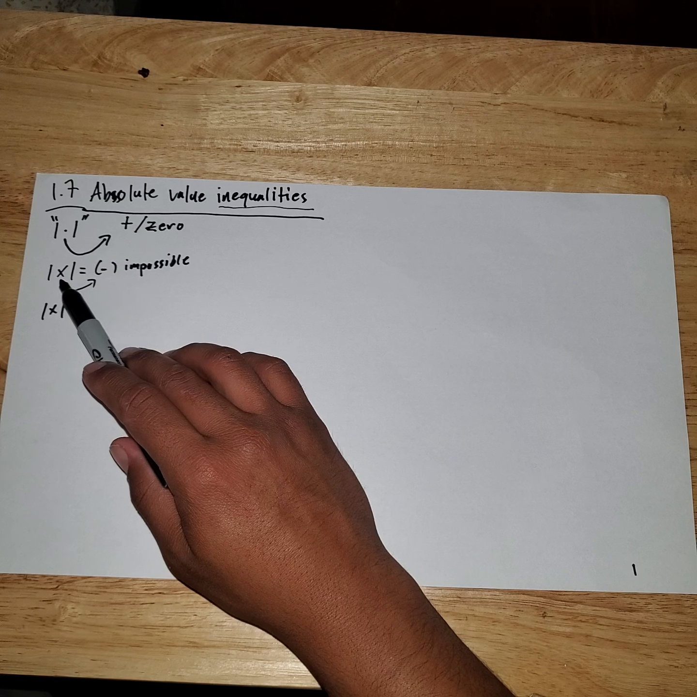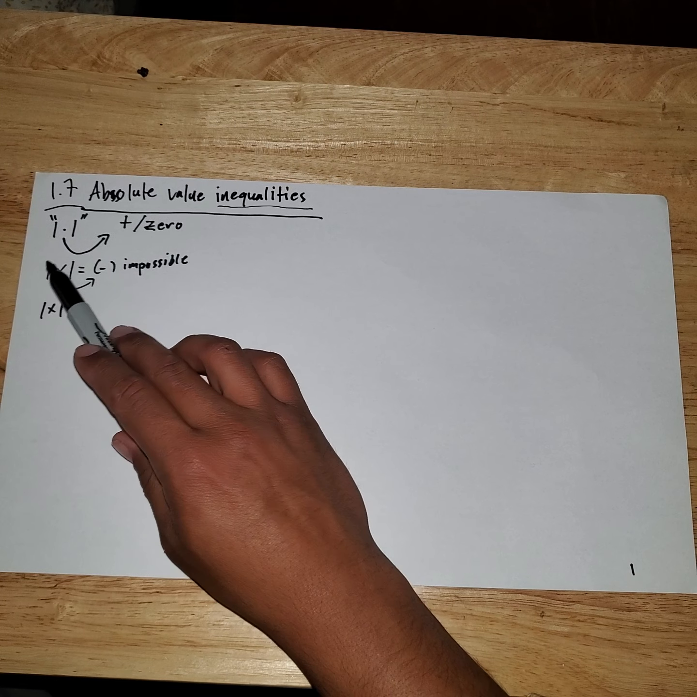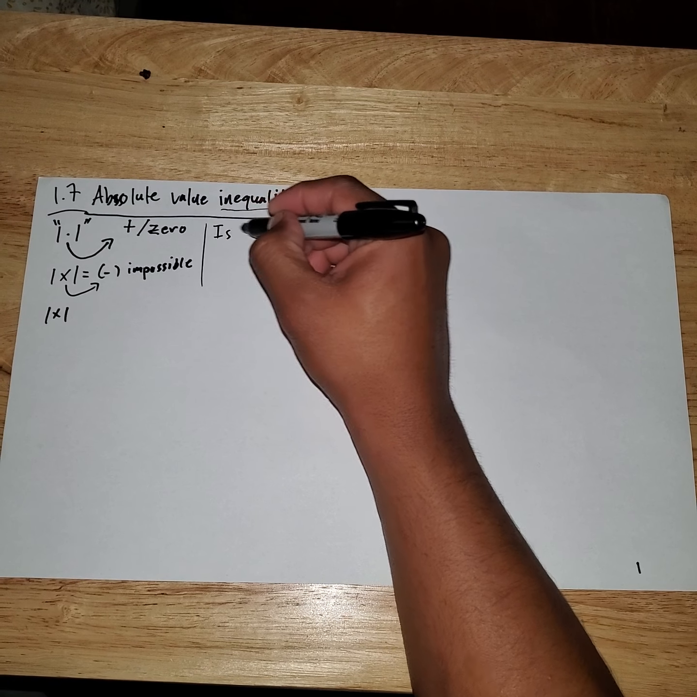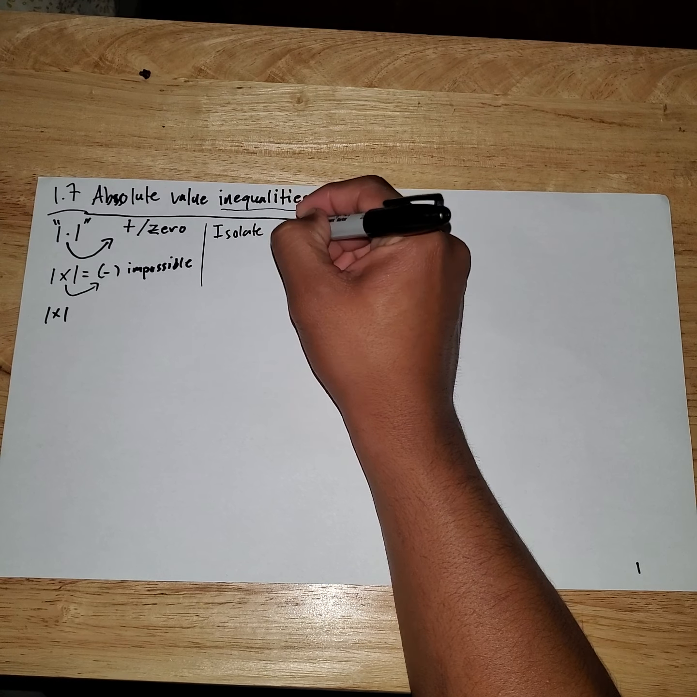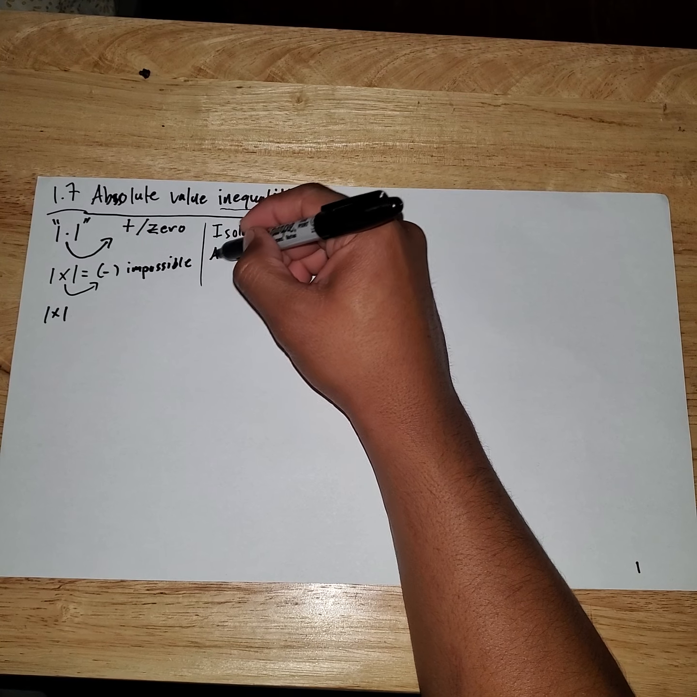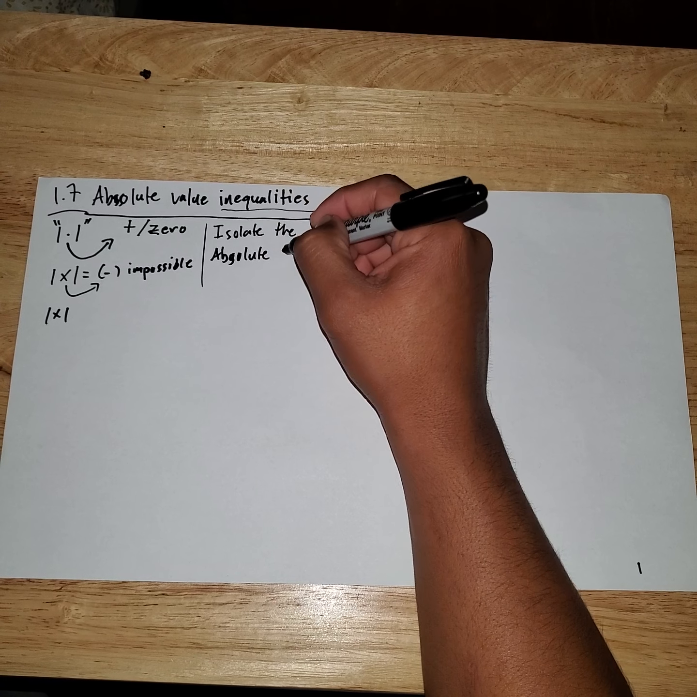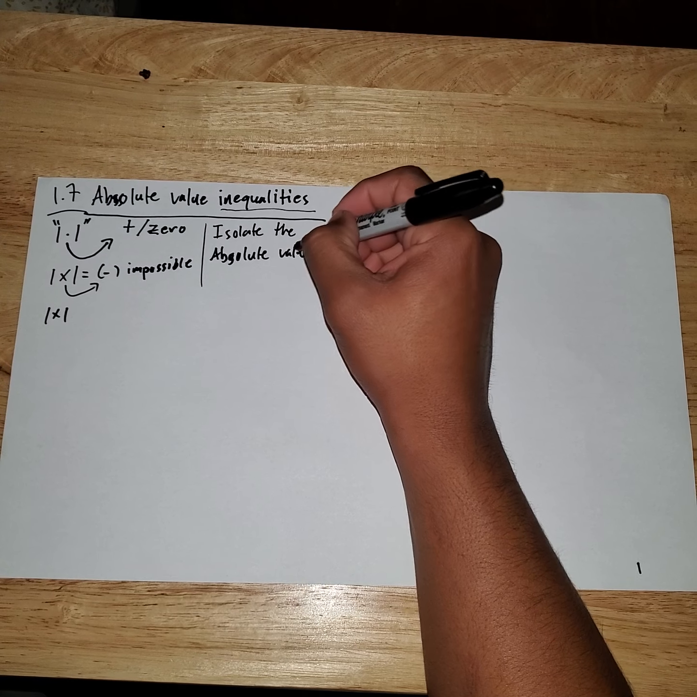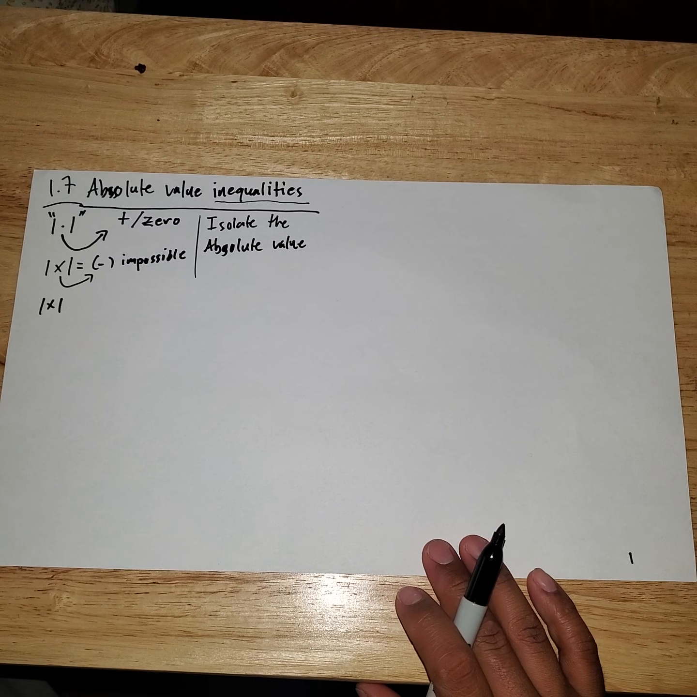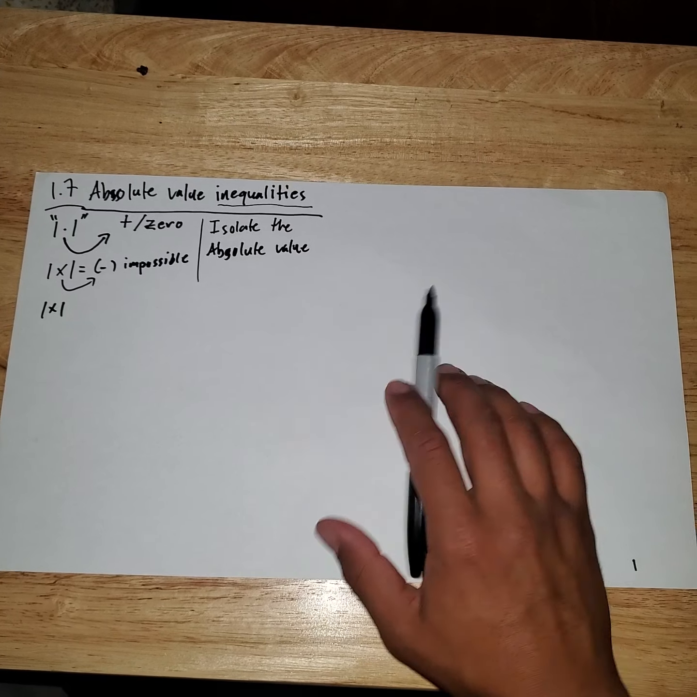When we were doing absolute value equations, remember the first thing we always wanted to do was isolate the absolute value. That's when we were solving, we're going to do the same thing now. When we're solving these absolute value inequalities, you're also going to isolate the absolute value.